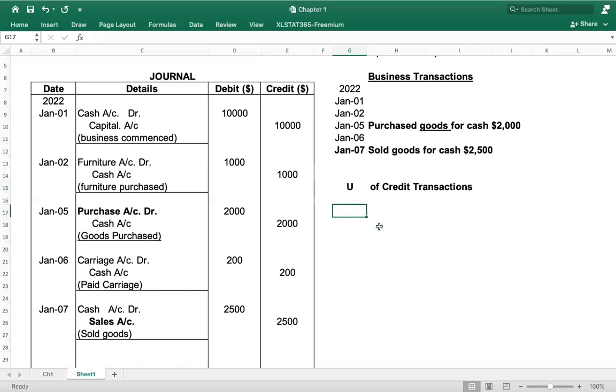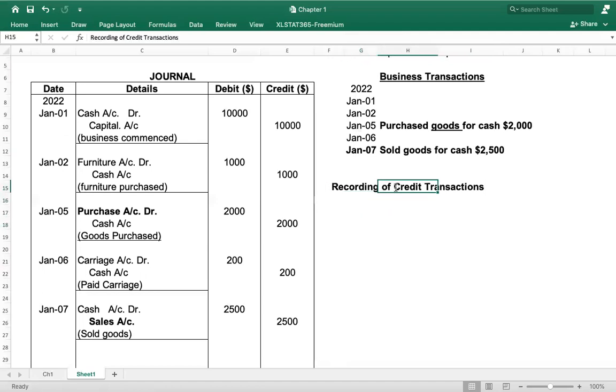Credit is the right hand side. No, this credit is not that one. This credit is different. Is it like a loan we take? No. Credit means, suppose you sold goods and the customer didn't pay you. He said that he will pay you after 2 days. So that is credit. It means payment is not done.